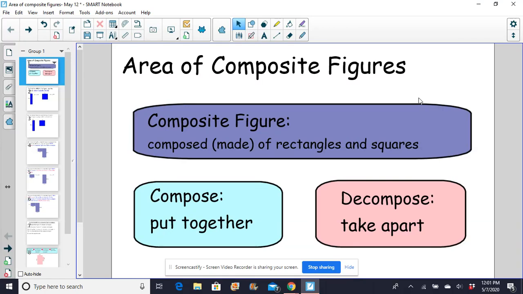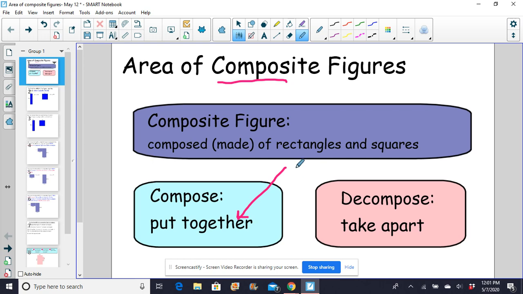Hello, fourth graders. Today for math, we're going to be finding the area of composite figures. Now, as a reminder, a composite figure is a figure or a shape that is composed or made of rectangles and squares. And in that word composite, you should hear compose, and compose means to put together.